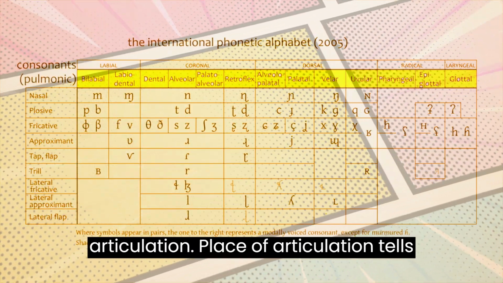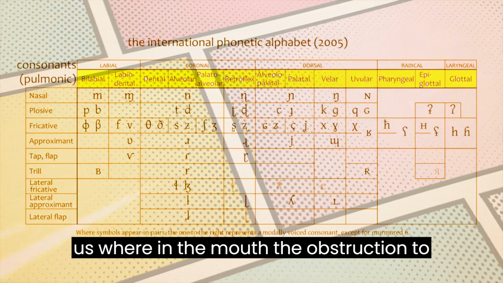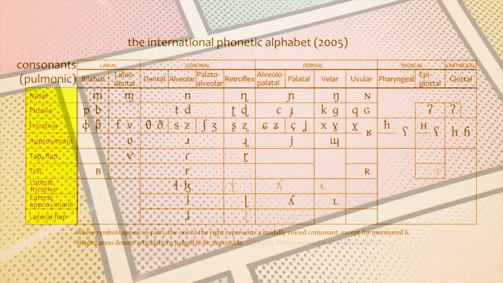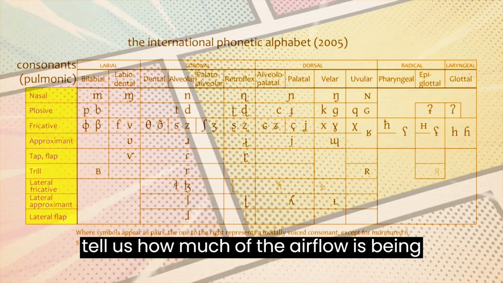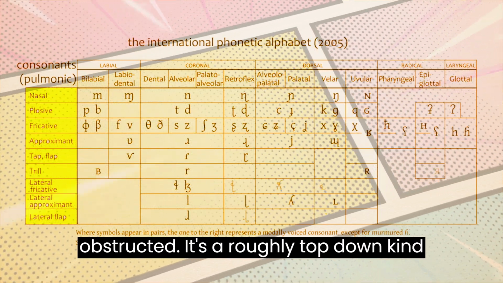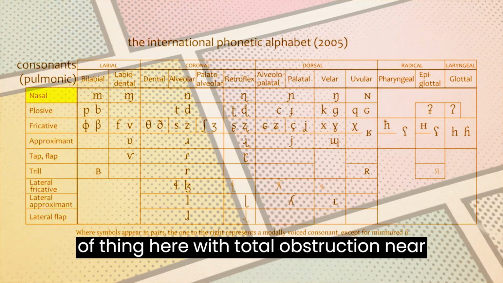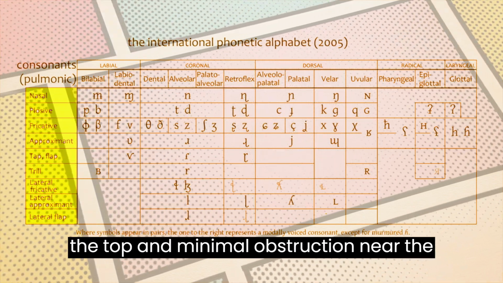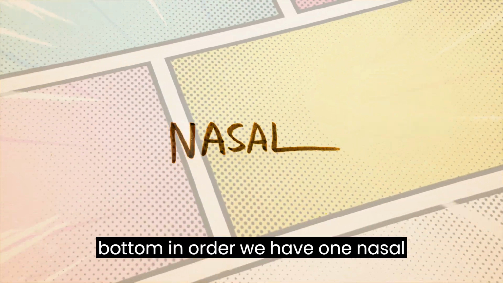Place of articulation tells us where in the mouth the obstruction to the airflow is occurring. Manner of articulation, listed on the side here, will tell us how much of the airflow is being obstructed. It's a roughly top-down kind of thing here, with total obstruction near the top and minimal obstruction near the bottom. In order, we have 1.